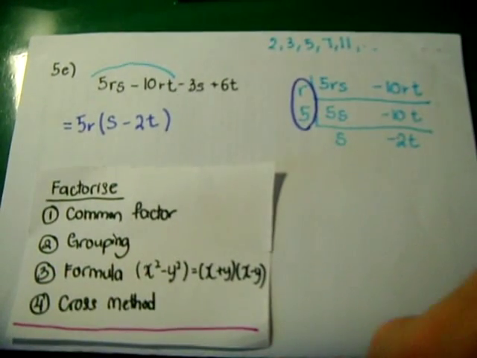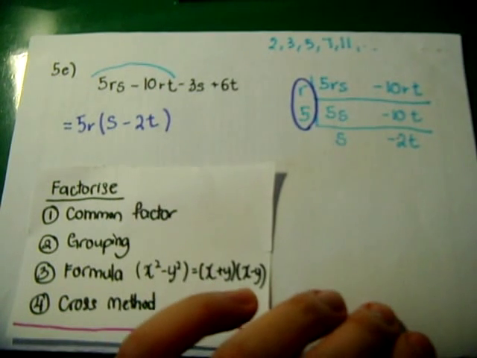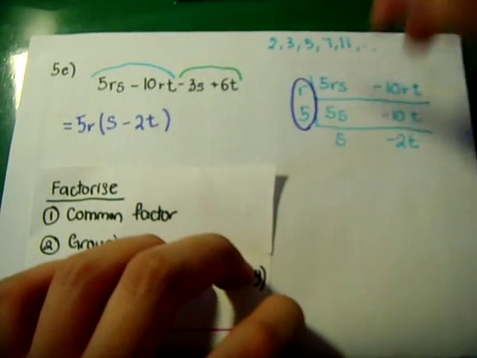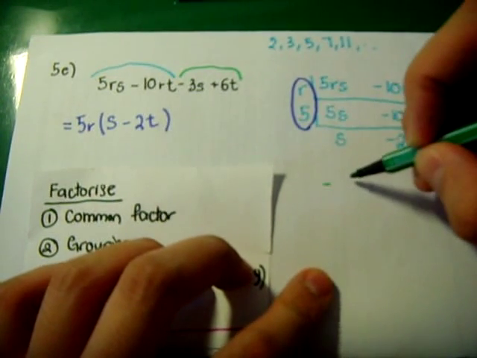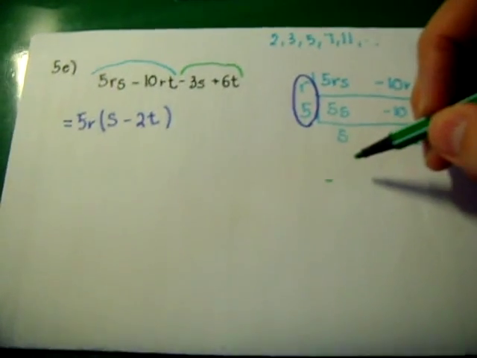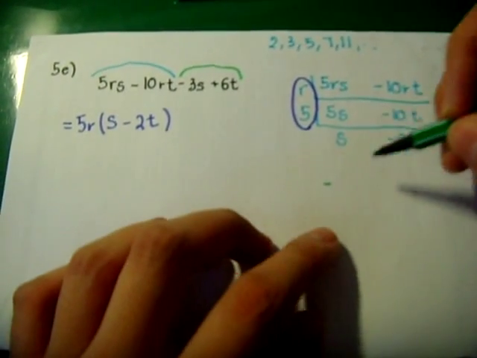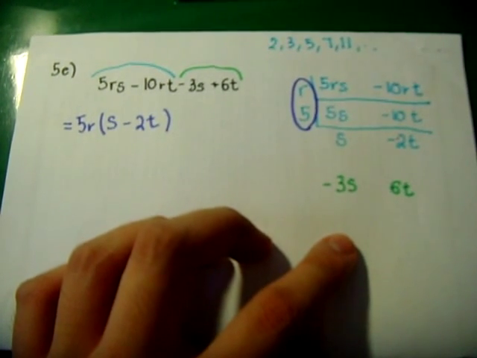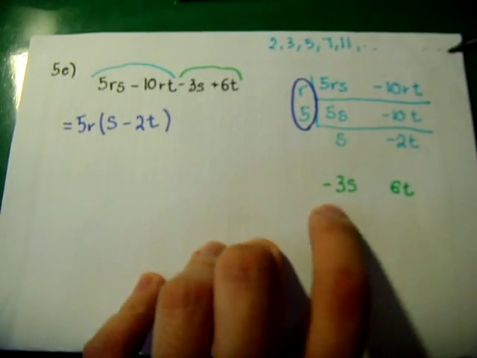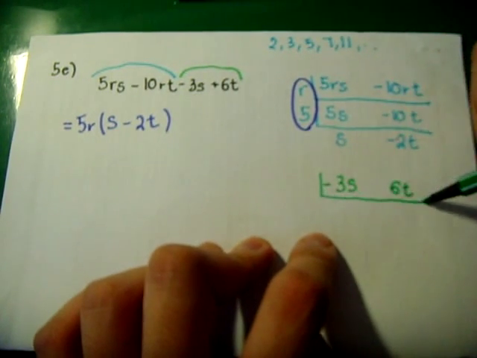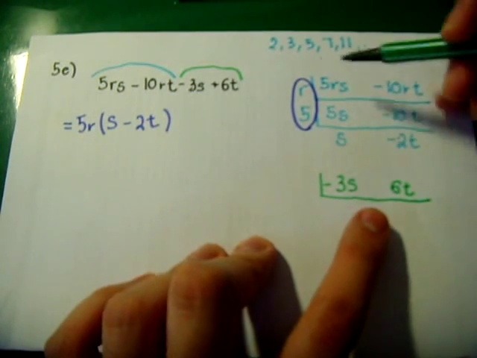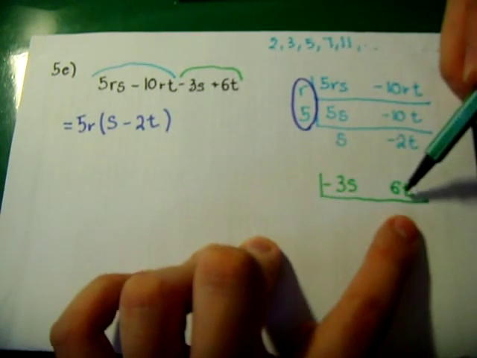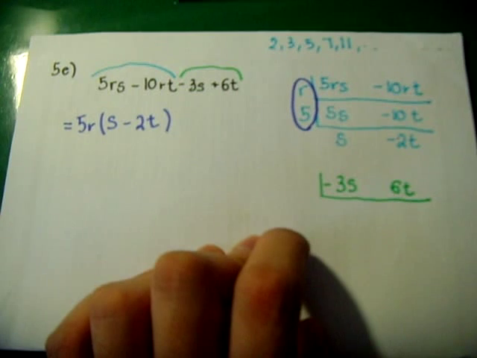So far so good? Let's look at our next group. Our next group is this one. Don't forget the minus sign. Minus 3s and positive 6t. I need to find the common factor between these 2. First, same thing as before, I look for common algebra. S here, t here. No common algebra to take out.